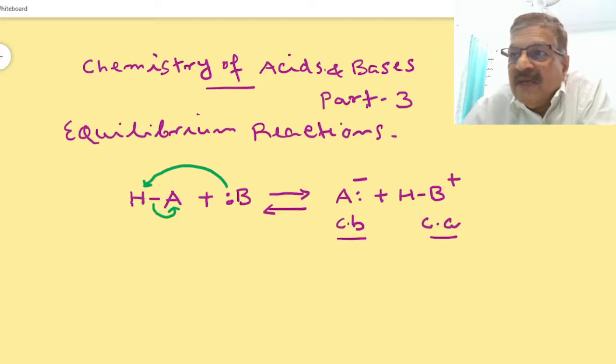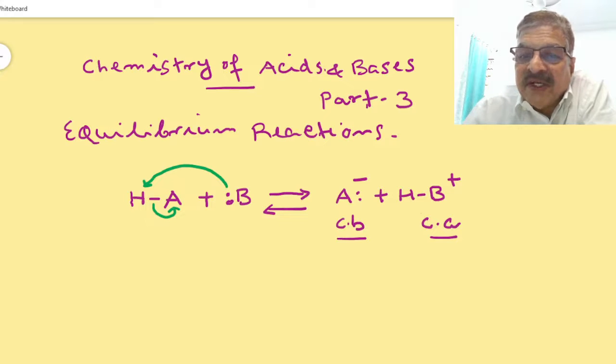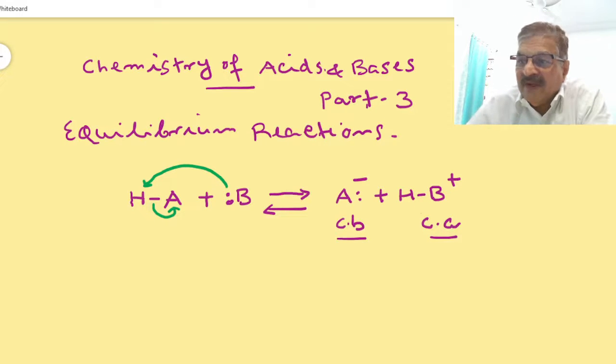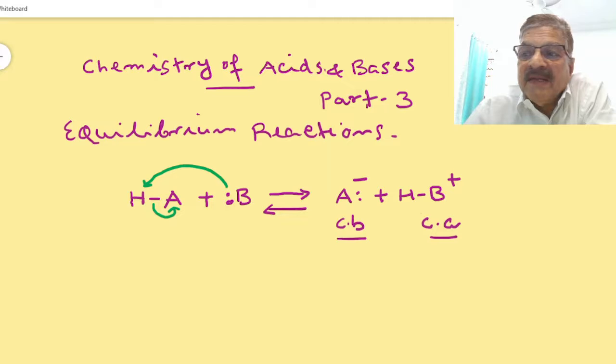Now, the acid HA loses the proton, leaving the electron pair of the H-A bond on A. Therefore, loss of a proton from the acid forms its conjugate base, and gain of a proton by a base forms its conjugate acid. We use a double reaction arrow, an equilibrium arrow, between the starting materials and the products to indicate that these reactions can proceed in either the forward or the reverse direction. That is the equilibrium reaction.